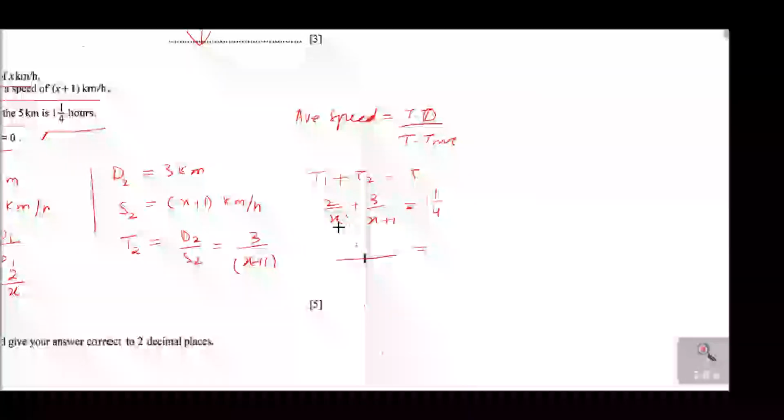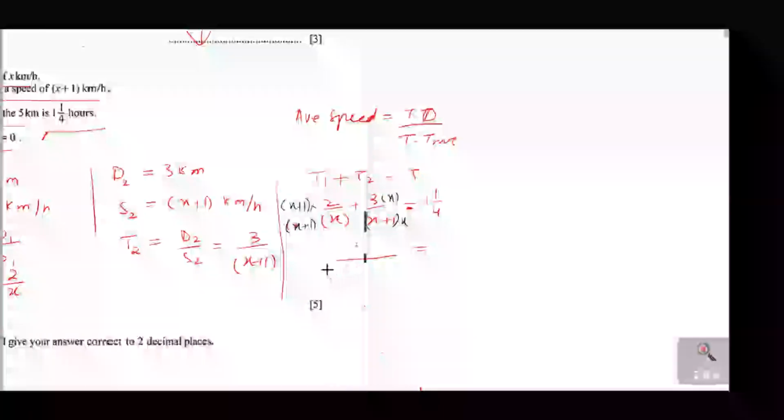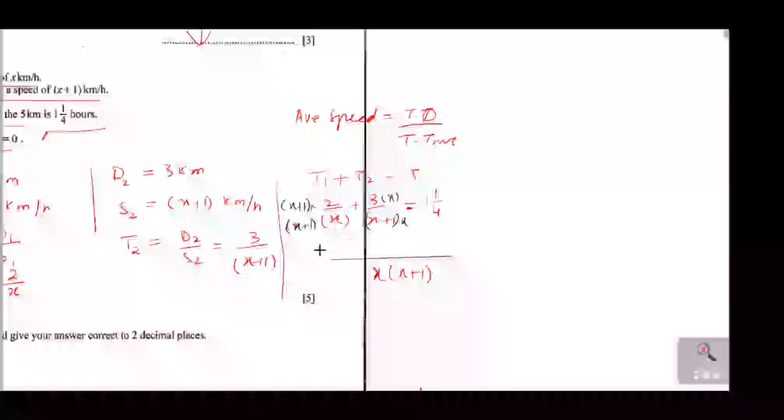We will make the denominator the same. We will multiply the first fraction by x plus 1, numerator and denominator both. And the second fraction we will multiply by x. And the denominator of both fractions becomes the same. We can write x into x plus 1. And the numerator of the first fraction is 2 into x plus 1. We can write 2x plus 2. The second fraction numerator is 3x. And the right side we can write as 5 over 4. And look here, 2x plus 3x is 5x plus 2.